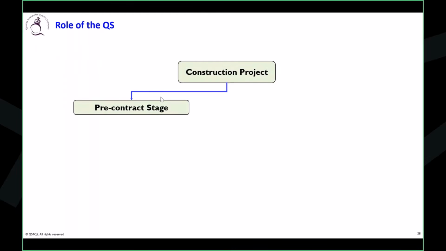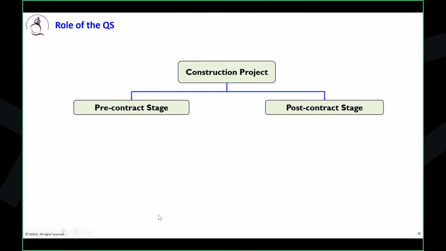Now I want to ask you about the role of the quantity surveyors. In construction we have two different stages. One is the pre-contract, another one is the post-contract. Do you know where the dividing point is? How do you know this is pre-contract, this is post-contract? Many people will give you different answers. The dividing point of the pre-contract and the post-contract is none other than the contract award. So whatever happens before the contract award is called pre-contract, whichever happens after the contract award is called post-contract.